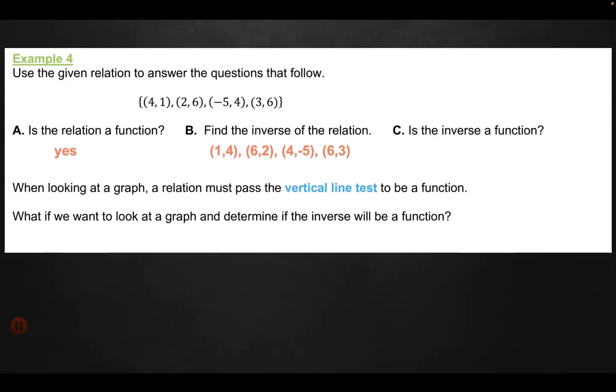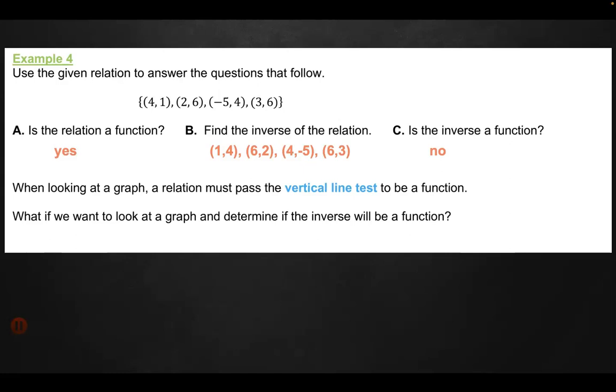Now look at B. Look at the inverse. Look at these new points that you now have, and ask yourself, is the inverse a function? Well, in this case, it's not. The reason being is that 6 has two different outputs. So this inverse is actually not a function. So the relation is a function, but its inverse is not.